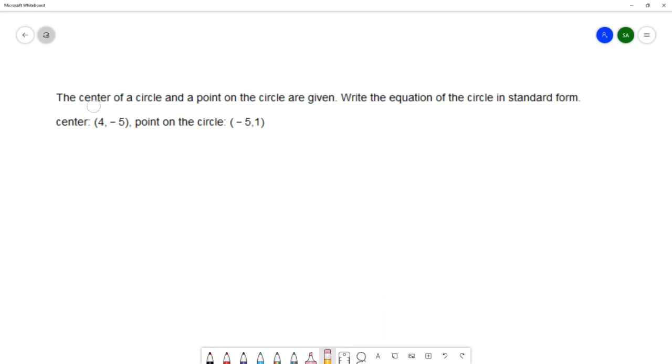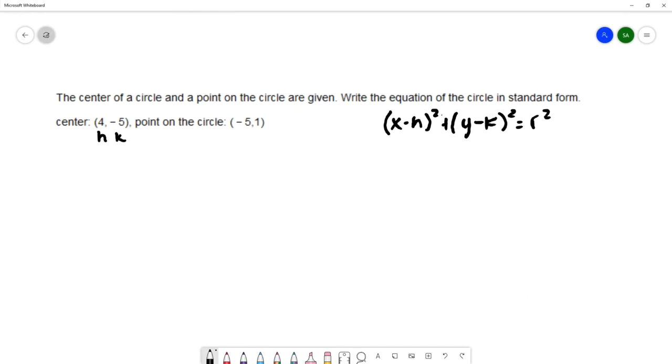For this example, we have a center of a circle and a point on the circle, and we want to write the equation of the circle in standard form. So we're given that the center is (4, -5), and a point on the circle is (-5, 1). The standard form of a circle is (x - h)^2 + (y - k)^2 = r^2. And we are given the center of the circle, so we already know h and k. In order to write this equation, we really only need to find r, the radius.